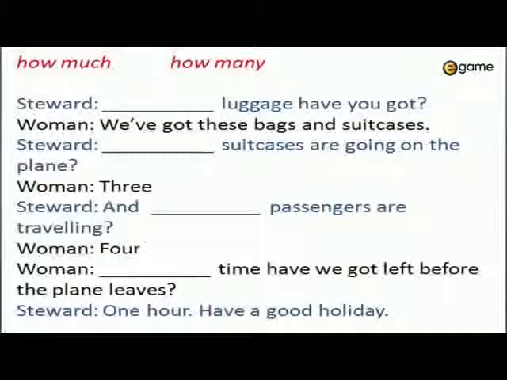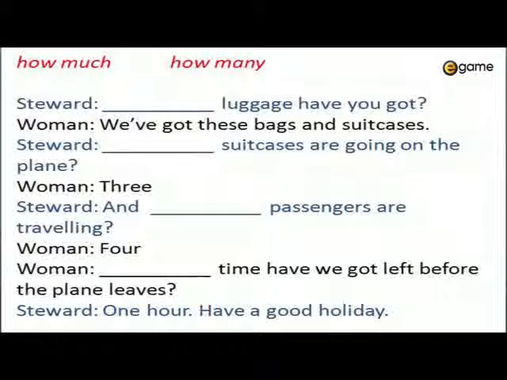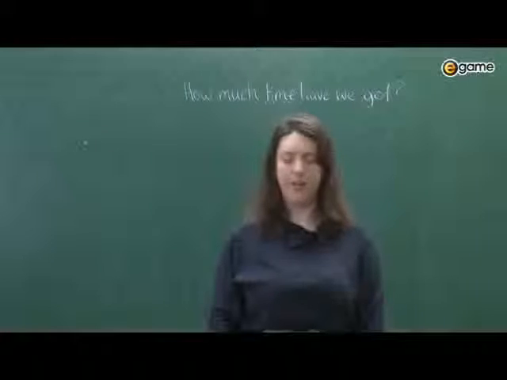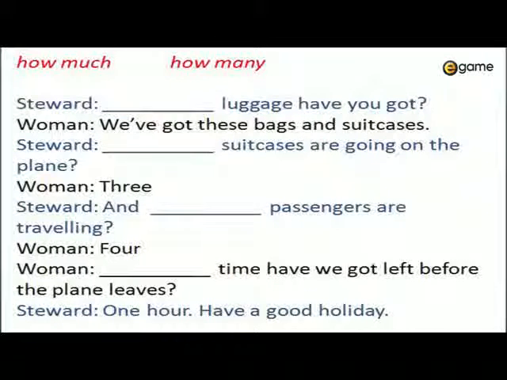Woman: 3. Steward: And passengers are travelling. So again, passengers, we can count them. Countable nouns use how many. How many passengers are travelling? Woman: 4.